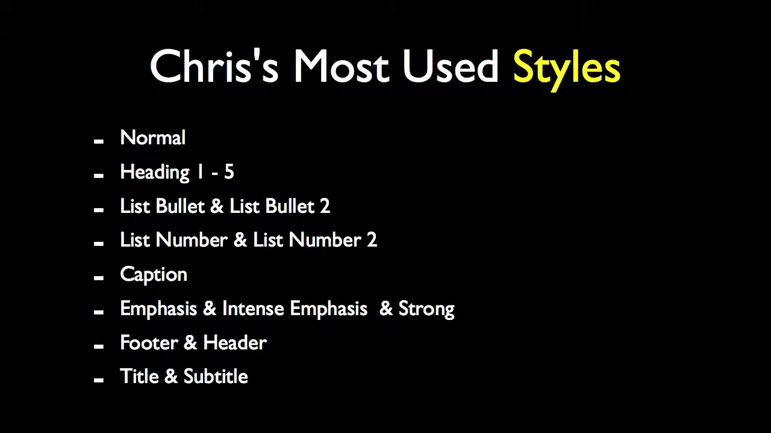I've sorted this list in order that I use most. Normal, which is an important base style. Headings 1 through 5 that create the section headings of the document. List bullet and list bullet 2 used for bulleted list and sub-bullets. List number and list number 2, which I use for numbered list and sublist. Caption, which is used for image caption.